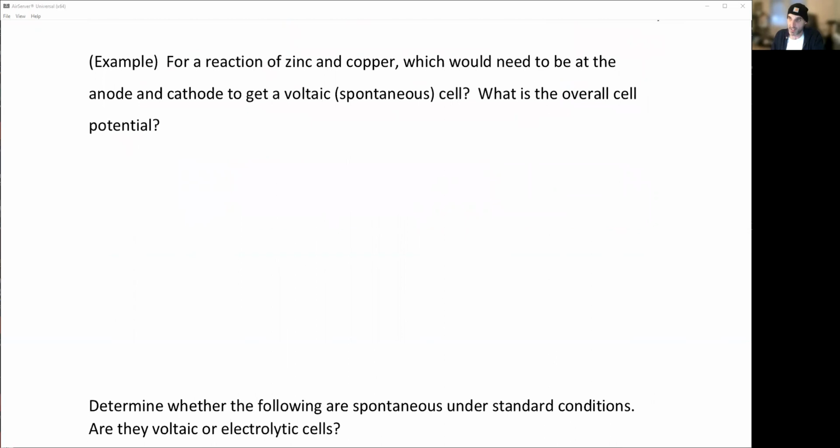So let's take a look at a simple reaction here. The reaction of zinc with copper. So I have zinc 2 plus, 2 electrons for a spontaneous cell, meaning I need, so for this to be spontaneous, I need a positive E cell naught is equal to some positive value. So I need this to be positive, turning into zinc solid.